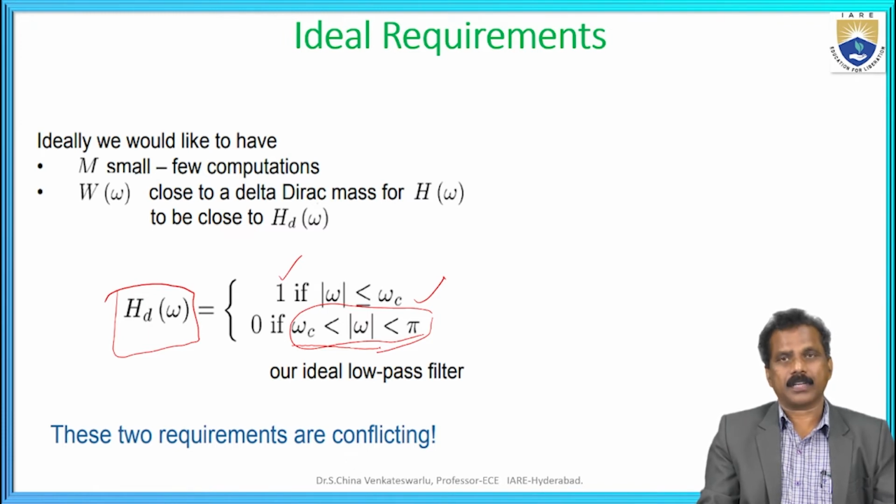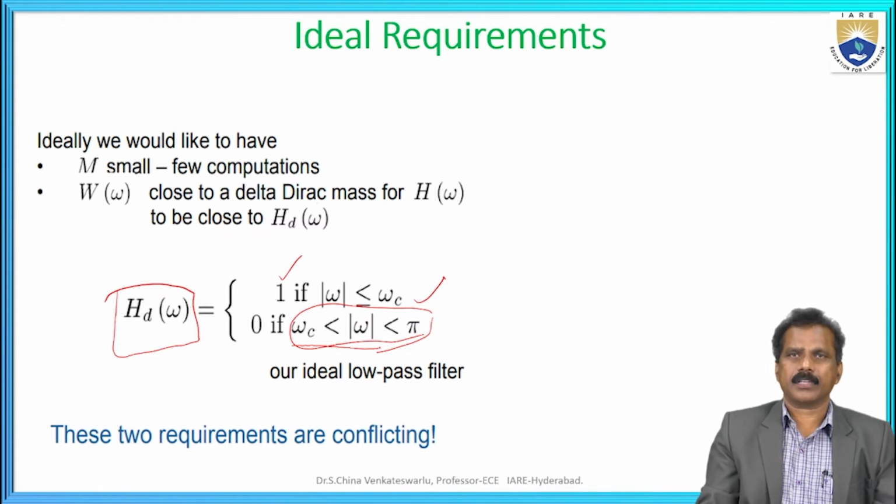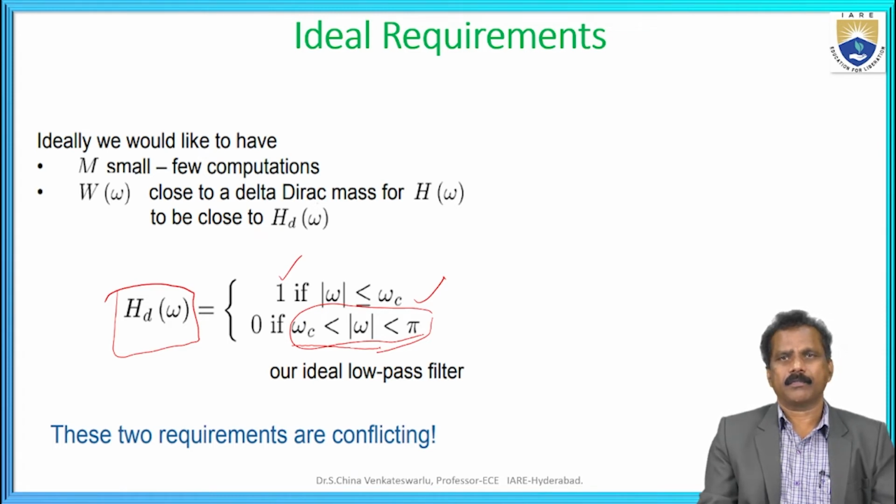These two requirements are conflicting. So it is conflicting based on the ideal requirements. Based on all these requirements, we can change things according to whether the M value is increasing or decreasing. Ideally we would like to have M and the window W of omega close to H of omega, to be close to Hd of omega. Based on these ideal requirements, we will observe the results.